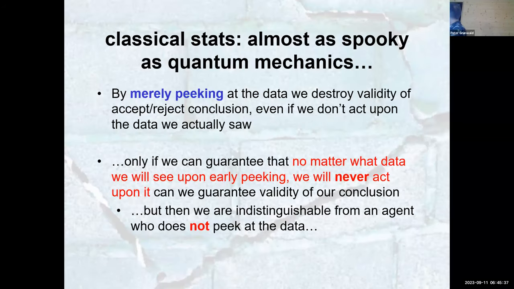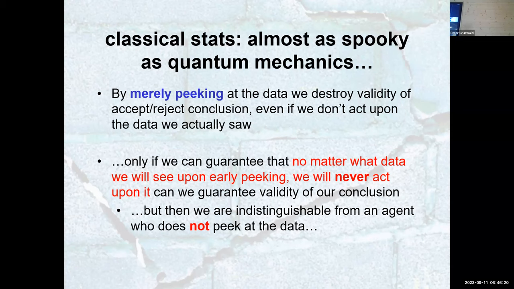So I like to put it like this. Classical statistics is a little bit like quantum mechanics, because merely by looking at things, you already destroy them. Just by peeking at the data, you already destroy the validity of the alpha guarantee, even if you don't act upon the data you actually saw. So even if you see data and you say, well, with this data, I'm not going to do anything, the very fact that there could be some data for which you would do something is already enough to make this overall probability, because probability talks about counterfactual things, larger than 5%. So just the very idea that you might look, even if you look and you don't do anything, might already kill you.